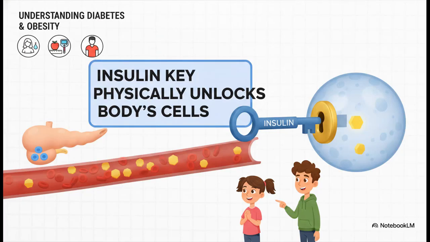Inside you there's this amazing little organ called the pancreas. The pancreas produces a very special hormone called insulin. I want you to think of insulin like a literal key. This insulin key physically unlocks your body's cells so that the sugar in your blood can finally enter and give you the energy you need. Without that key, the sugar is just locked out, stuck in the bloodstream.